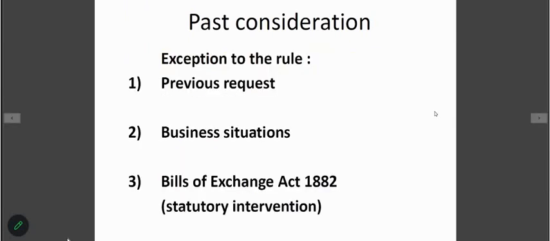So the exceptions to the rule are a previous request, the business situation, and the Bill of Exchange Act, which is statutory intervention. That means the law forbids you to do this, but if your contract was signed like that, then it's okay. So under the law, this is what they require.